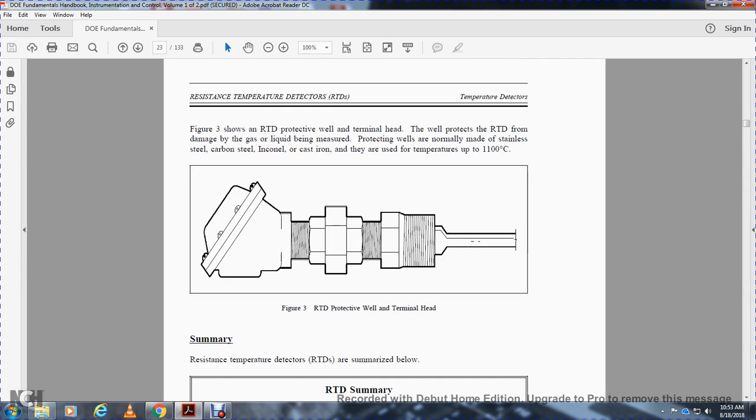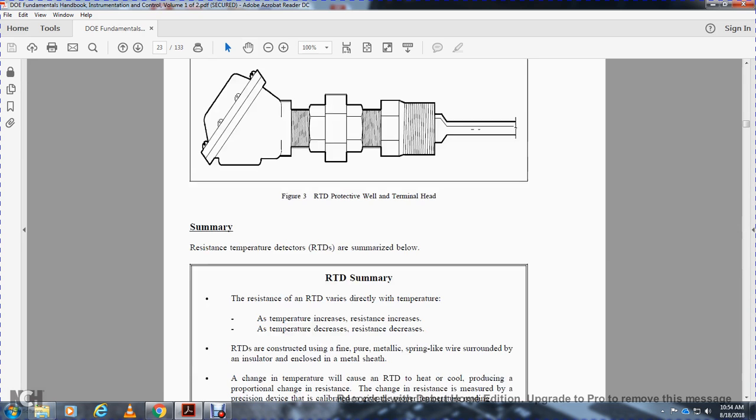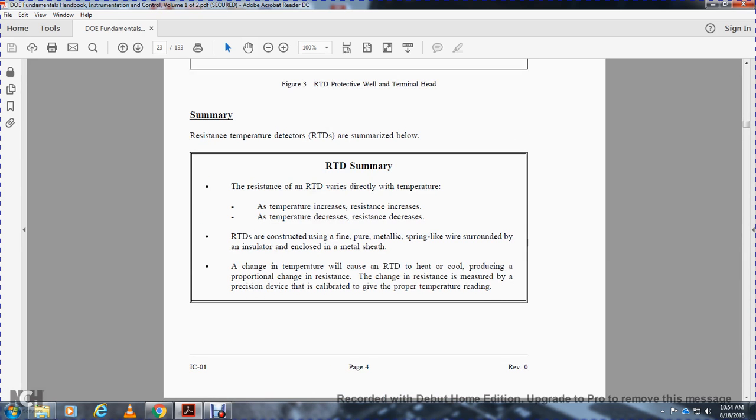Figure 3 shows the RTD protective well and the terminal head. The well protects the RTD from damage by the gas and liquid being measured. Protecting wells are normally made of stainless steel, carbon steel, Inconel, or cast iron, used with temperatures up to 1100 degrees Celsius. The RTD summary is given below.